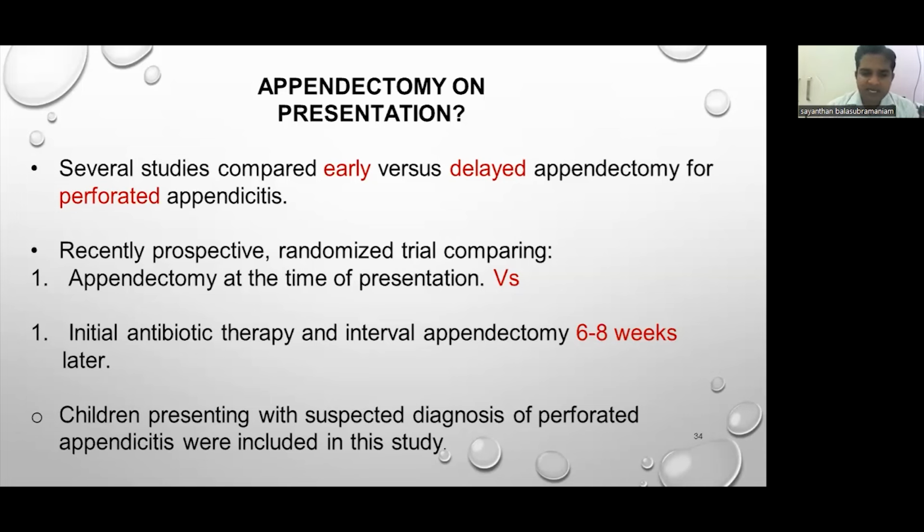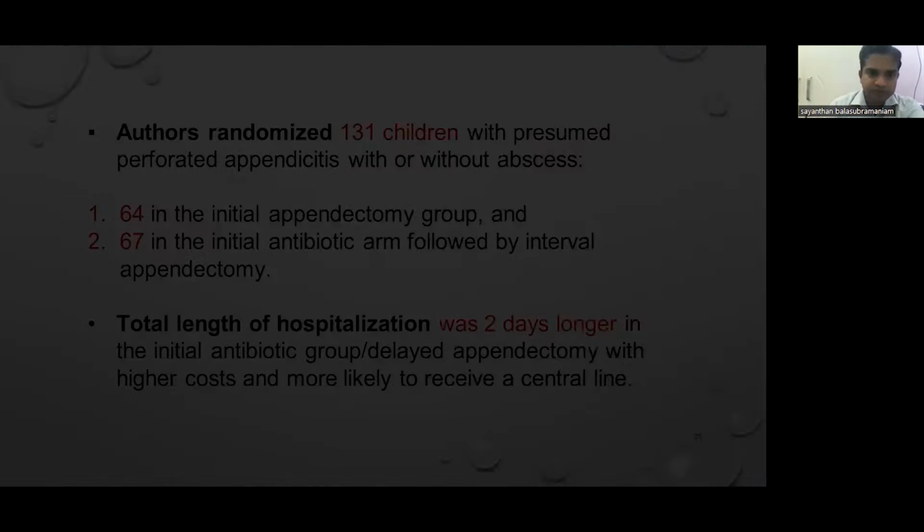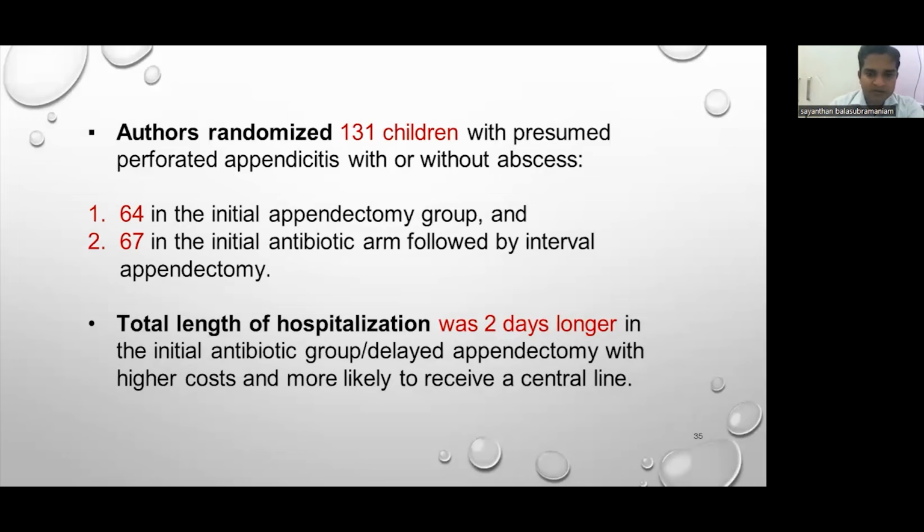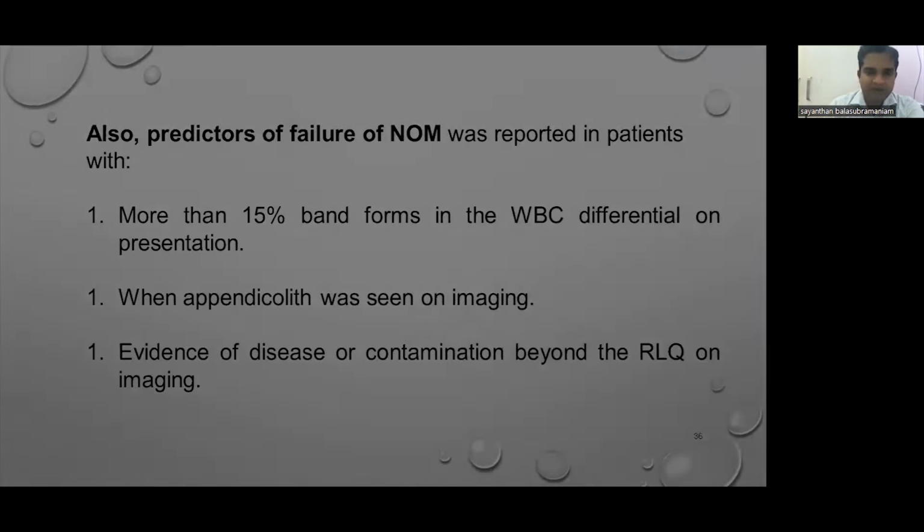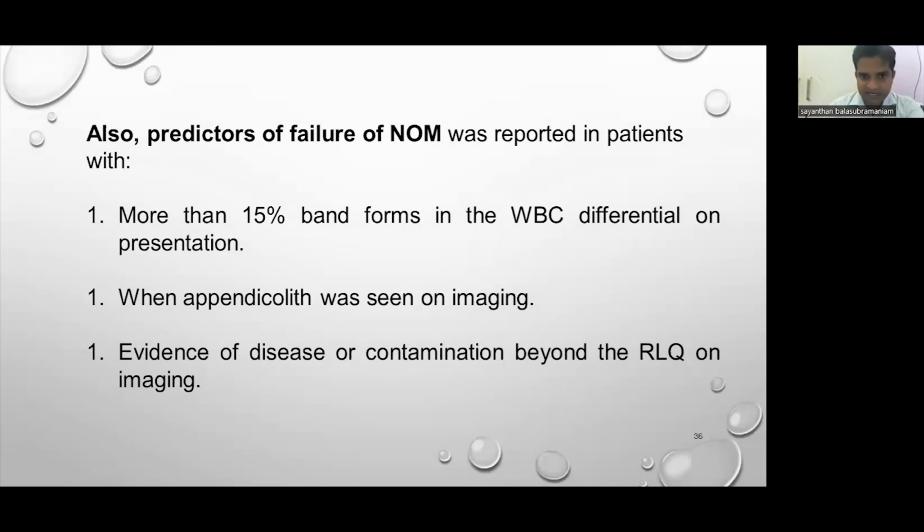But in early stages of abscess, we can try to do the surgery. But if it is more than 5 days, it is better to avoid it and wait for that area to heal completely. Later we can go and do interval appendicectomy. There is another trial, an interesting trial: 64 patients in the initial appendectomy group, 67 in the interval appendicectomy group, but nothing much different. Almost all the groups had the same outcome. So depending on the operator's preference, they can decide.